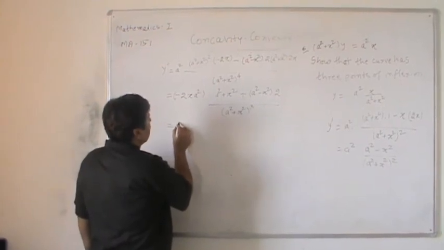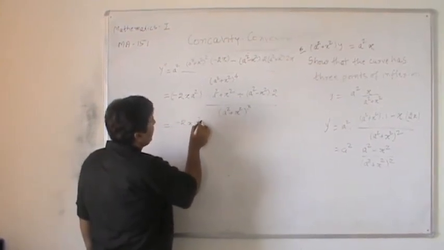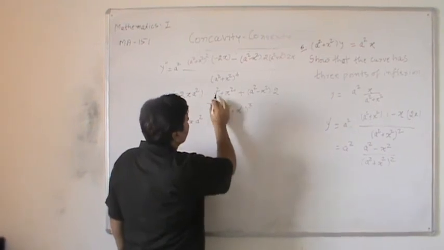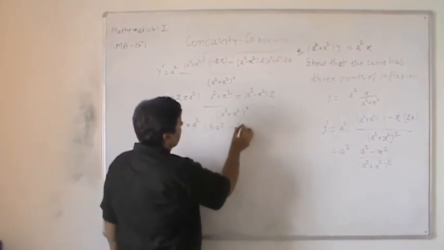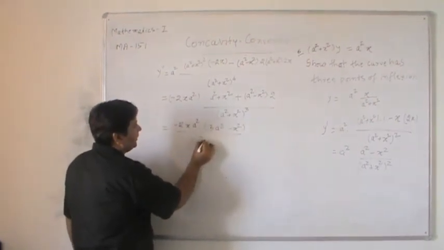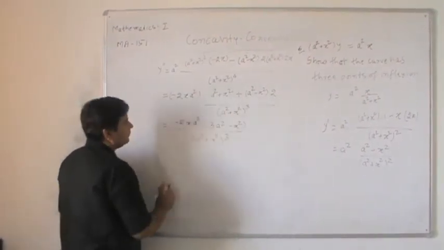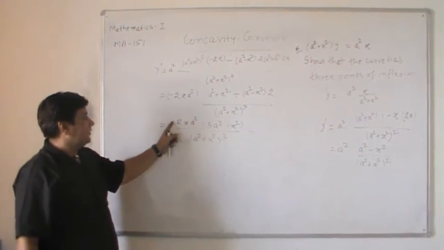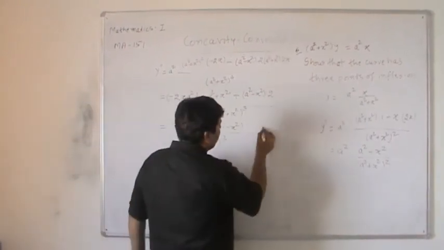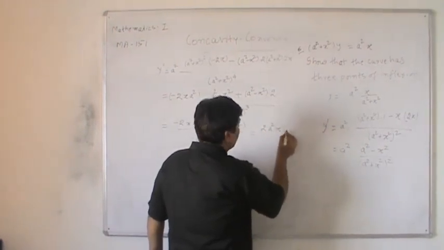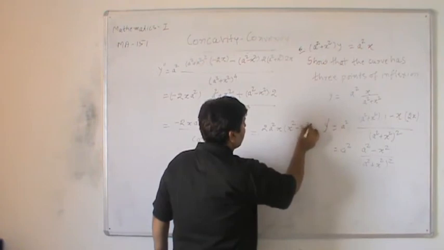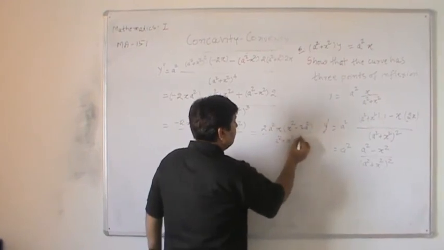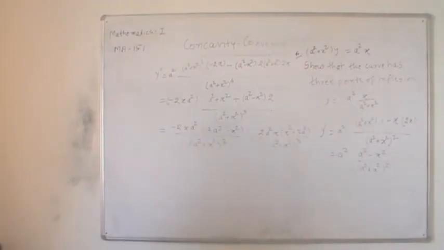So we can write −2x a², and these terms will be equal to 3a² − x² upon (a² + x²) whole cube. And further, I can insert this minus 1 inside this bracket to have 2a²x (x² − 3a²) upon (a² + x²) whole cube. So this is the second derivative.